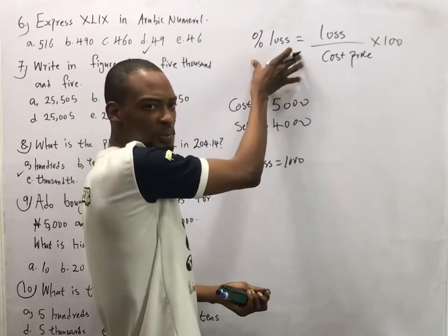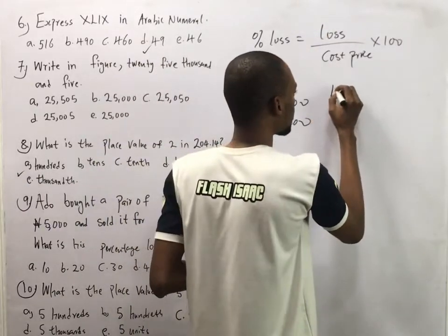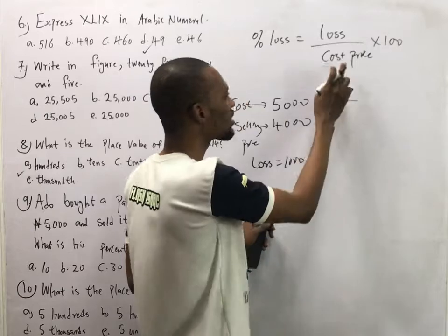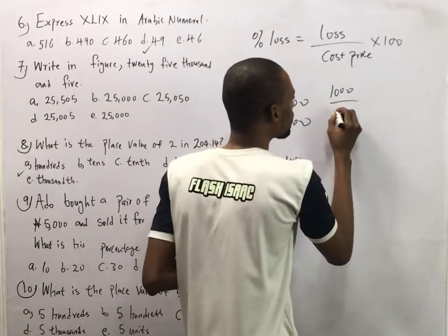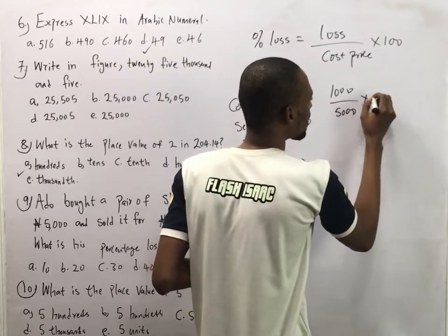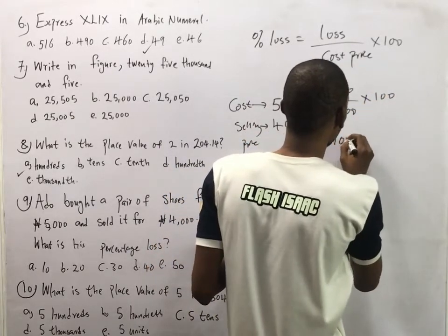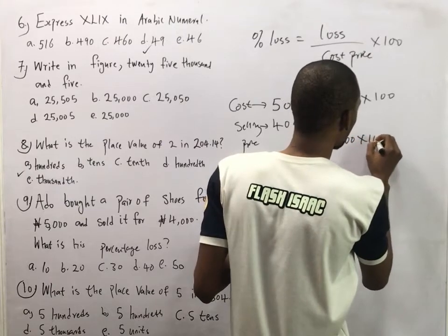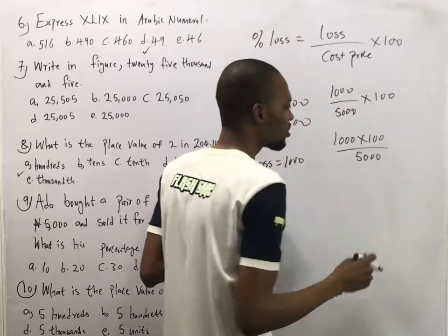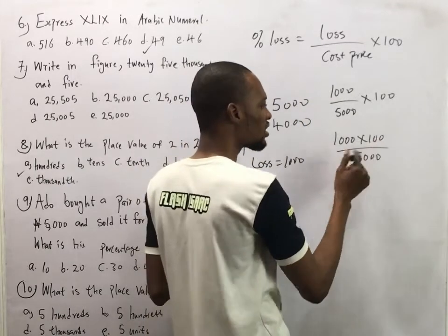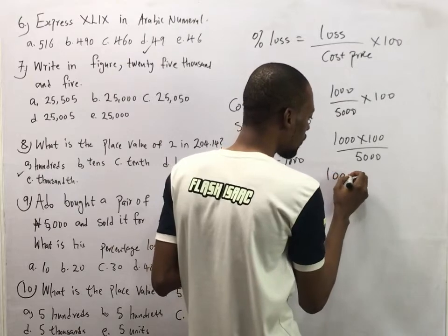So the loss in percent is simply the loss, that's 1,000 naira, over the cost price, the amount he bought it, 5,000, times 100. It's the same thing as 1,000 times 100 over 5,000. And anytime you are multiplying with 100, you simply add 2 zeros. This is the same as 1, 1, 2, 3.